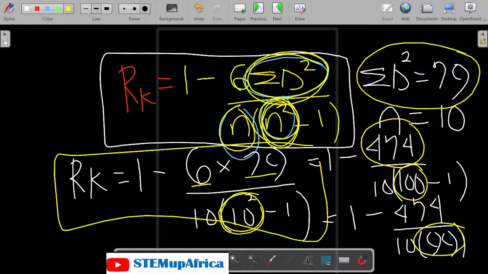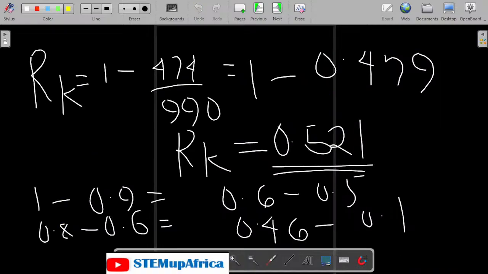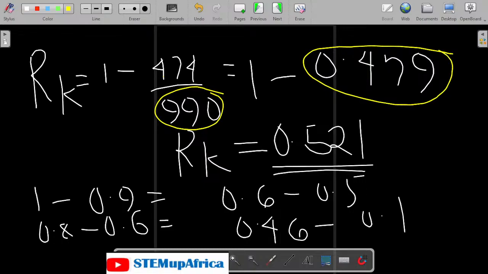Okay, I still have my 474. So I will use 10 to multiply 99. That will give us 990. So all you need to do is to use 474 to divide 990. It will give you this number.